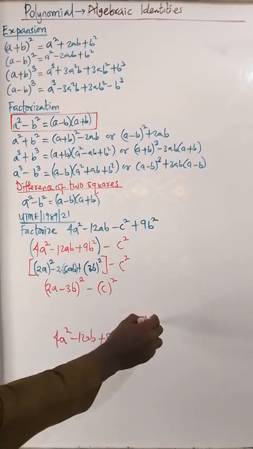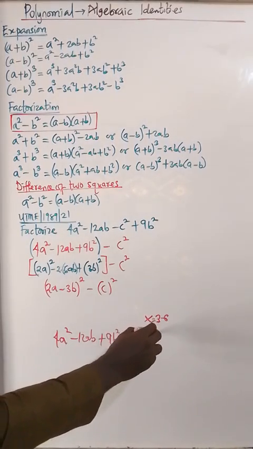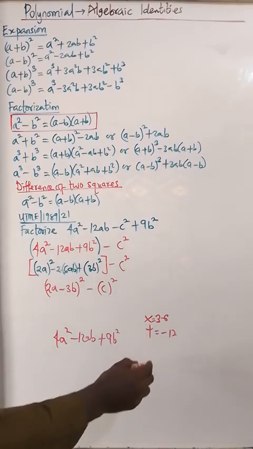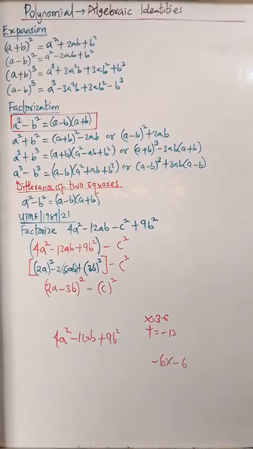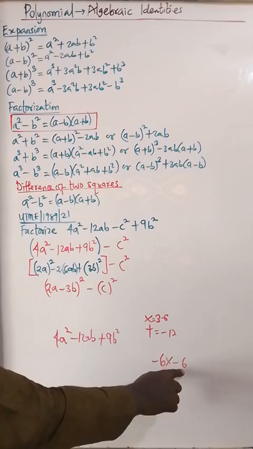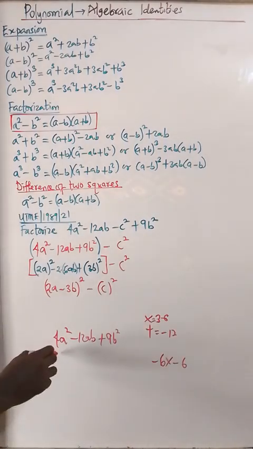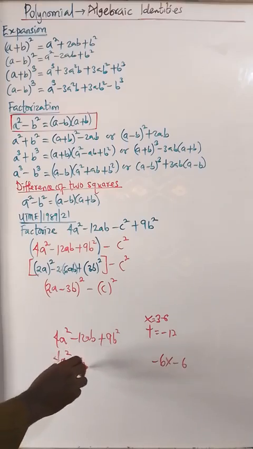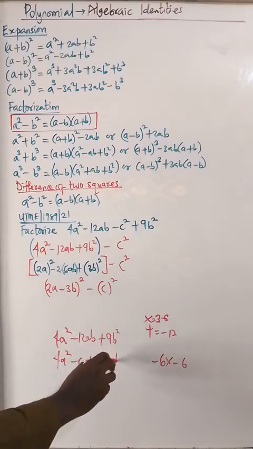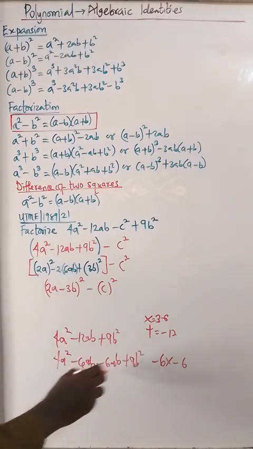What can we multiply to get 36 and add to get minus 12? The answer is obviously minus 6, minus 6. Because minus 6 plus minus 6 gives minus 12, and minus 6 multiplied by minus 6 gives 36. So this becomes 4a squared minus 6ab minus 6ab plus 9b squared.